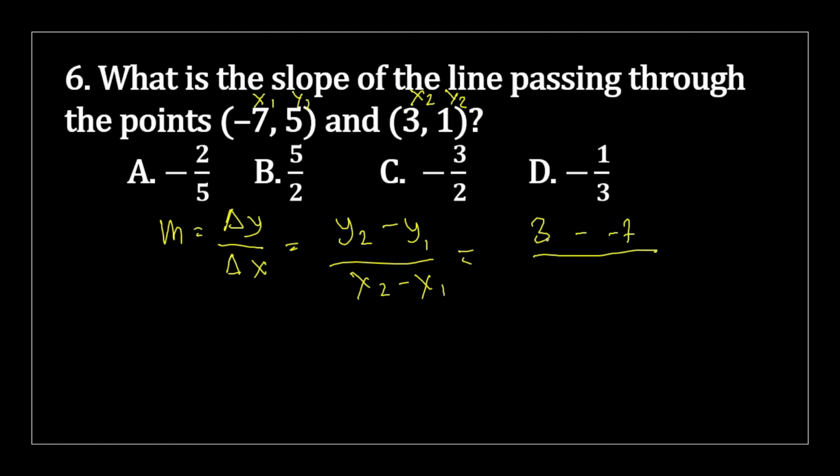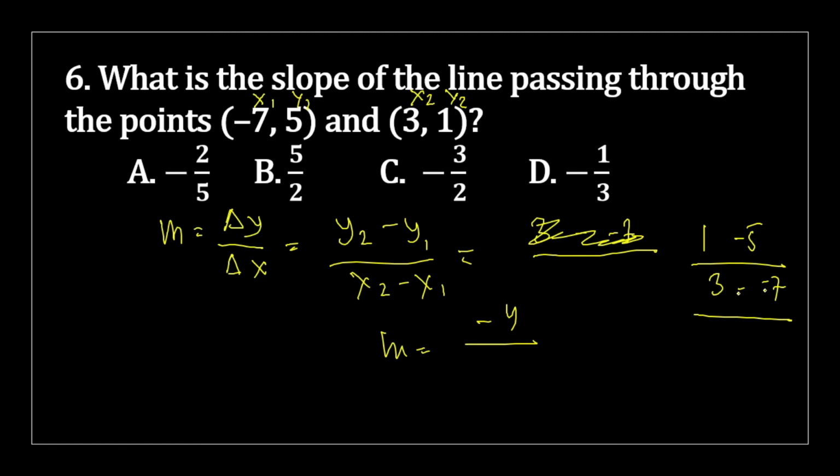I'm sorry, this is not correct. It should be y. Our y sub 2 is 1 minus 5 over x sub 2, which is 3 minus negative 7. So 1 minus 5 is negative 4 over 3 plus 7 is 10. So that is negative 2 over 5. So the answer is negative 2 over 5, and that is letter A.